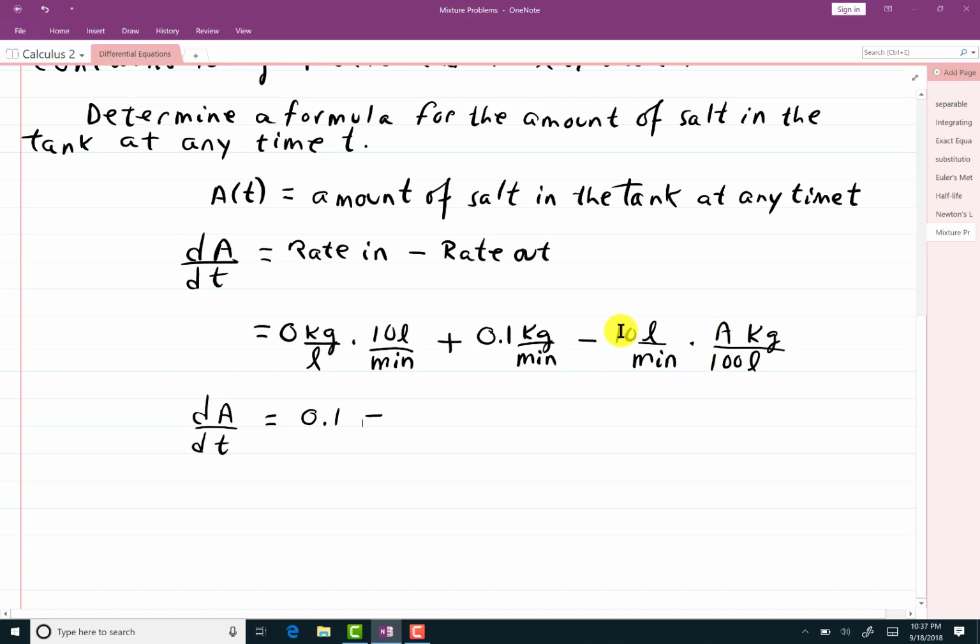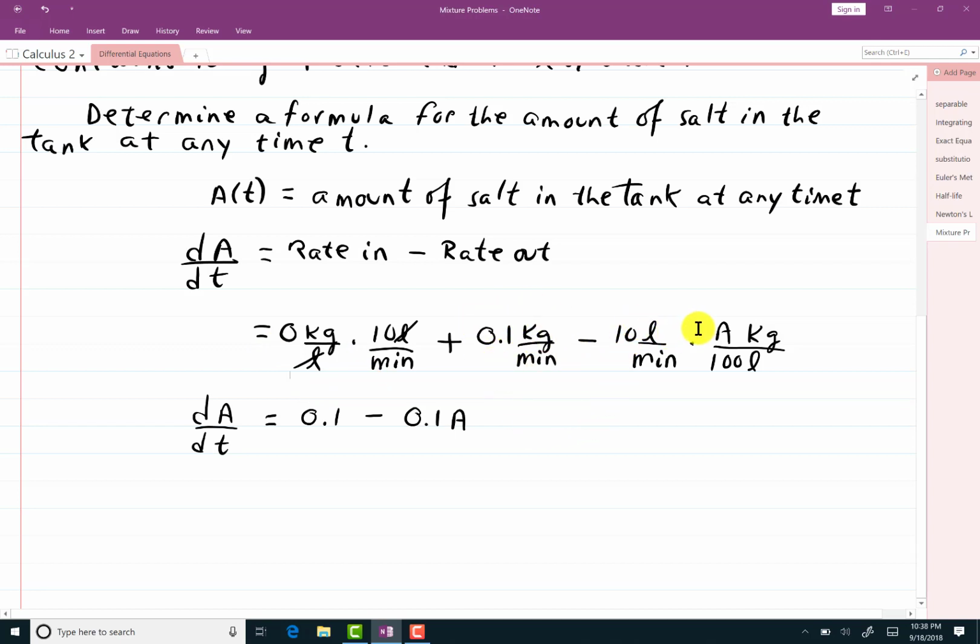I'm going to get 10 divided by 100, which gives me 0.1, so I have 0.1 A. Notice that the units of all of these things, I can cancel the liters, and I get kilograms per minute. That's telling us how much salt is accumulating in the tank per minute. Here is 1 kilogram. This was already the right units.